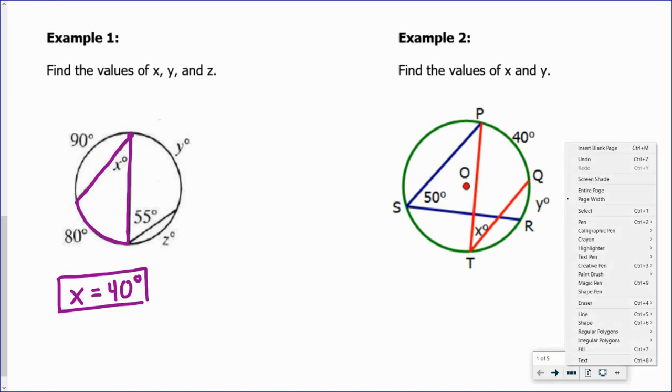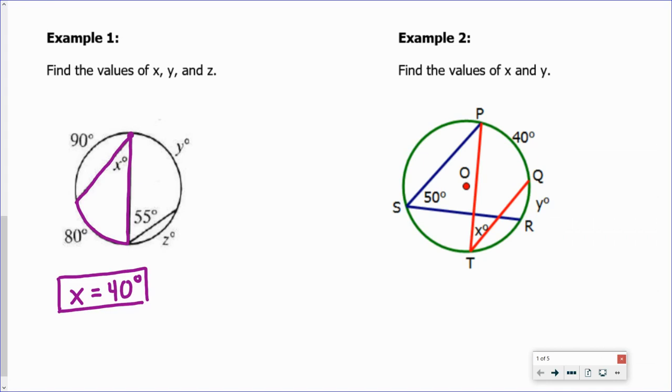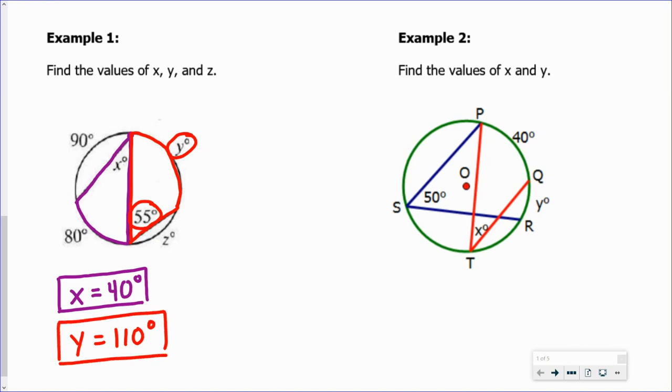Now let's move on and take a look at how to determine the value of y. The angle that intercepts arc y is 55 degrees. So this angle is half the measure of this arc. That means in order to find y, we're going to have to double 55. So the measure of arc y is going to be 110 degrees. I'm going to label that on the diagram because that's going to be helpful in finding the measure of arc z.